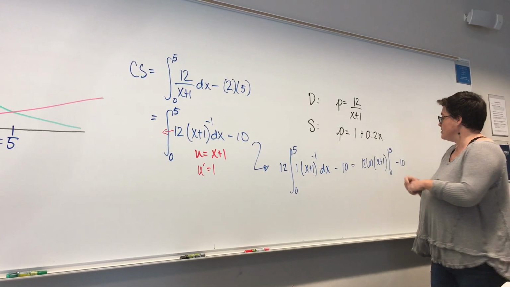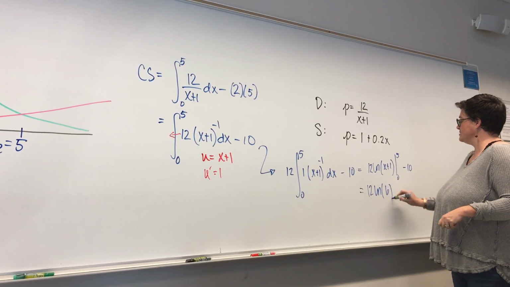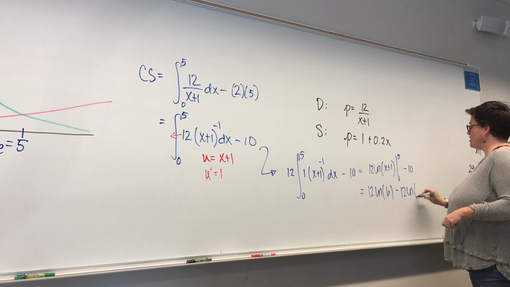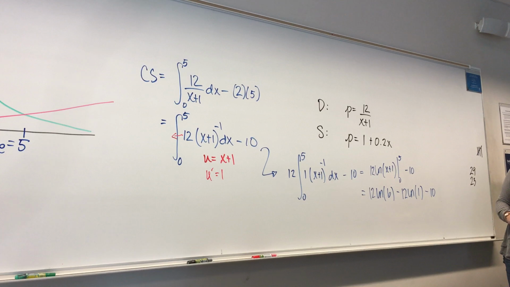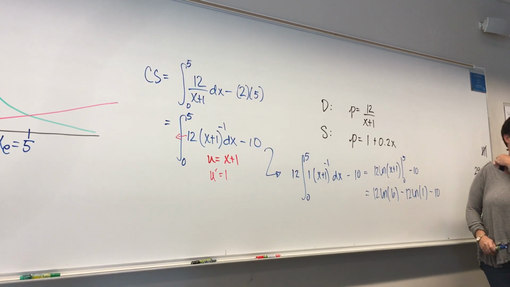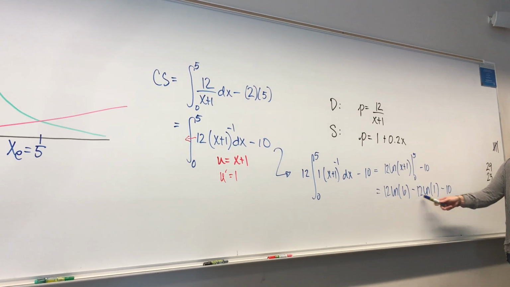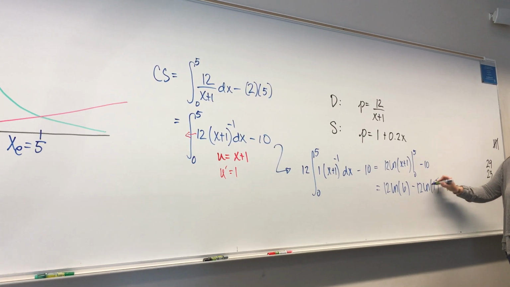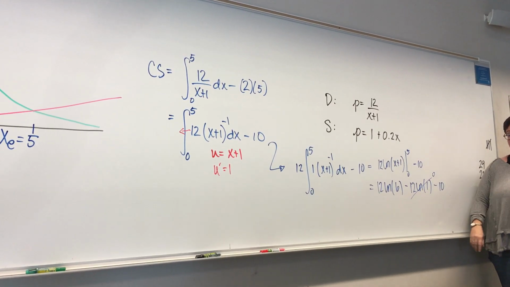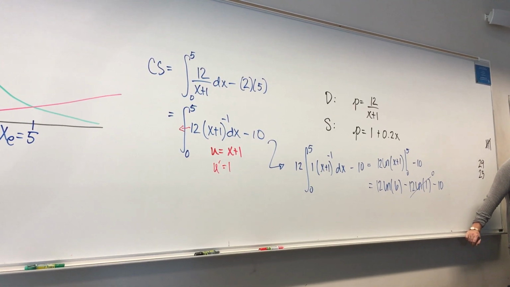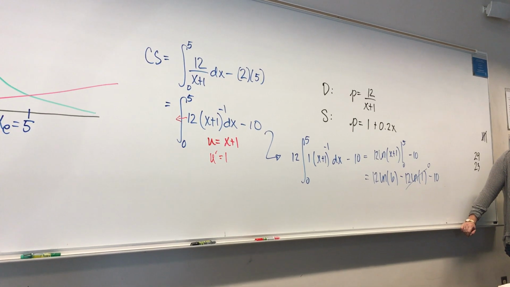Groovy? Okay, so now we just say 12 natural log of 6 minus 12 natural log of 1 minus 10. Well, I can do part of this in my head. What's the natural log of 1 equal, guys? 0. So 12 times 0 is 0. So now we just do 12 natural log of 6 minus 10, and that's our consumer surplus.